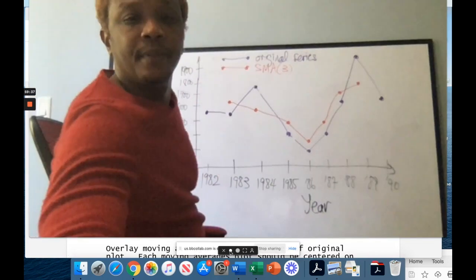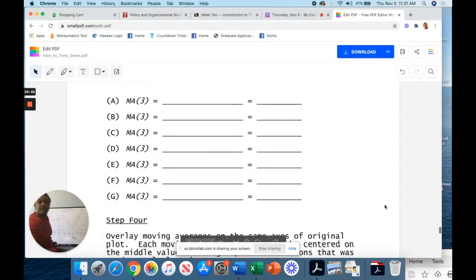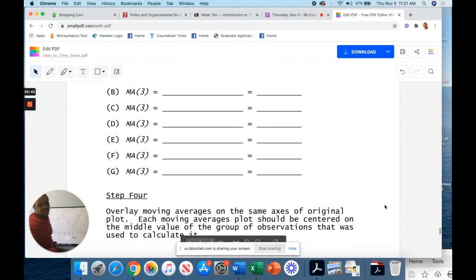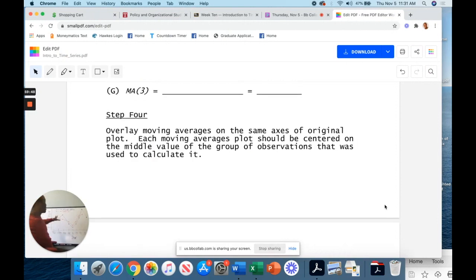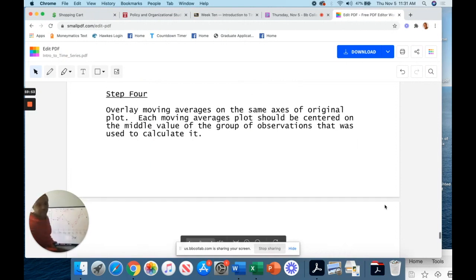Let's go back to the form. Step 4, okay, so we did all this. Step 4 simply says overlay the moving averages on the same axes. In other words, just plot the new series on top of the old one and just make sure you have different colors or whatever.